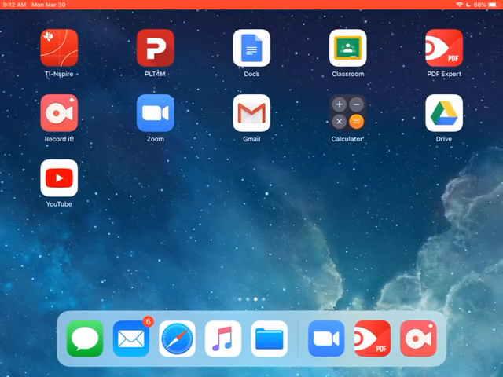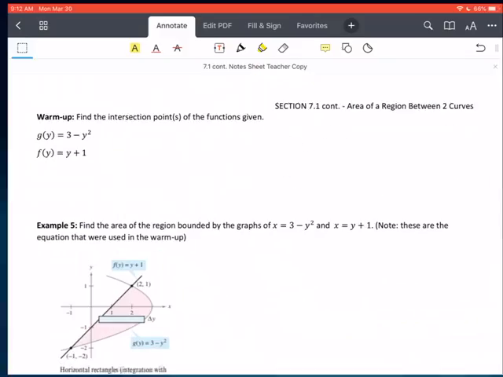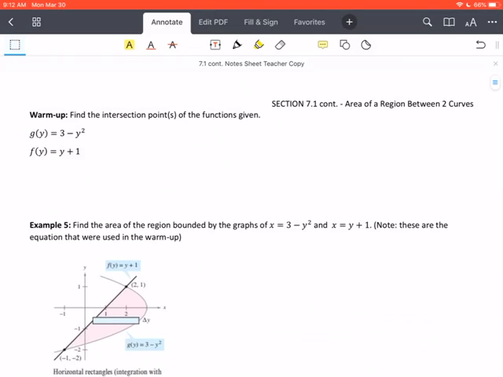All right, we are going to go ahead and start lesson 3. We are still in section 7.1 today, and we are going to look at what happens when we can't use vertical representative rectangles to describe the area of the region between two curves. But before we get started with that, I want to make sure that everyone is clear on this: if we are not given a nice pretty graph, we need to be able to find the intersection points of the functions that are given to us.